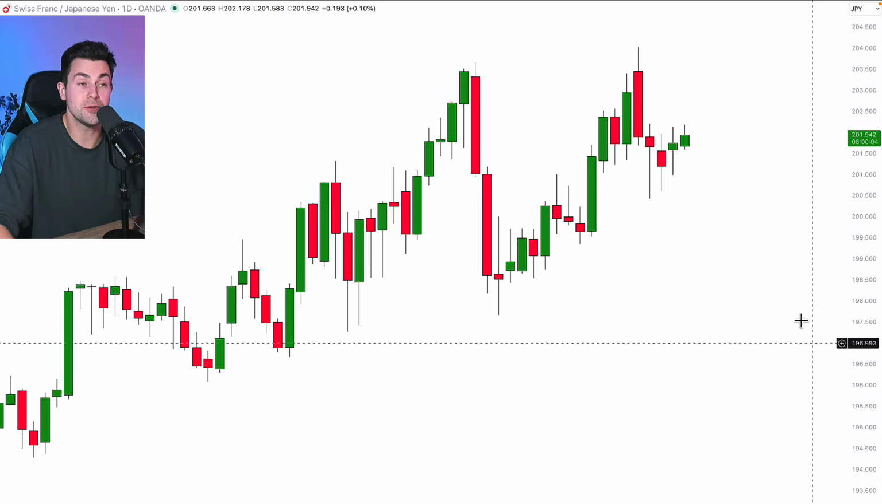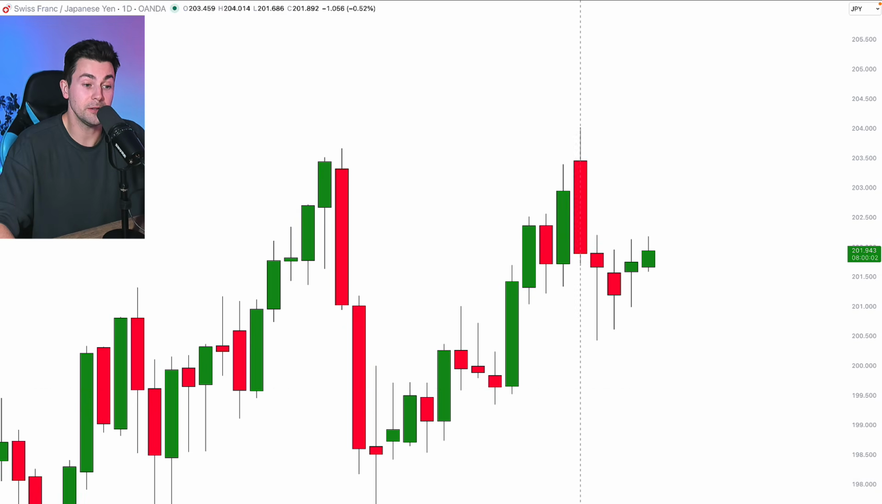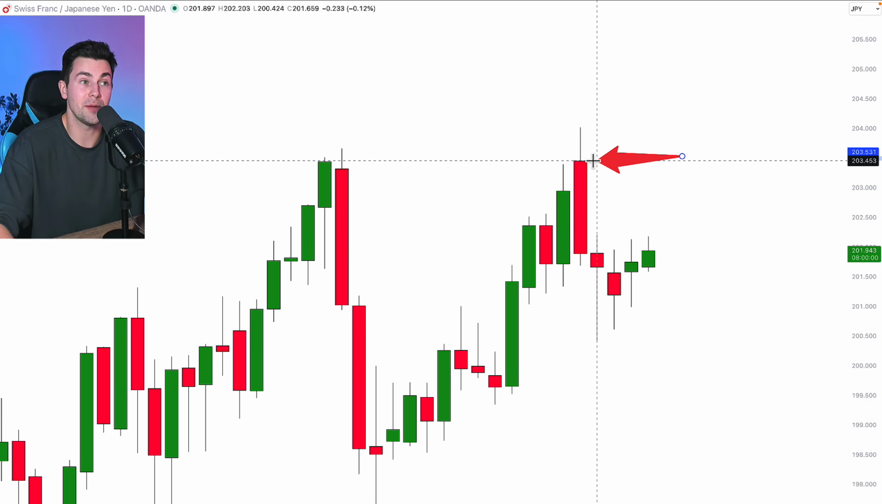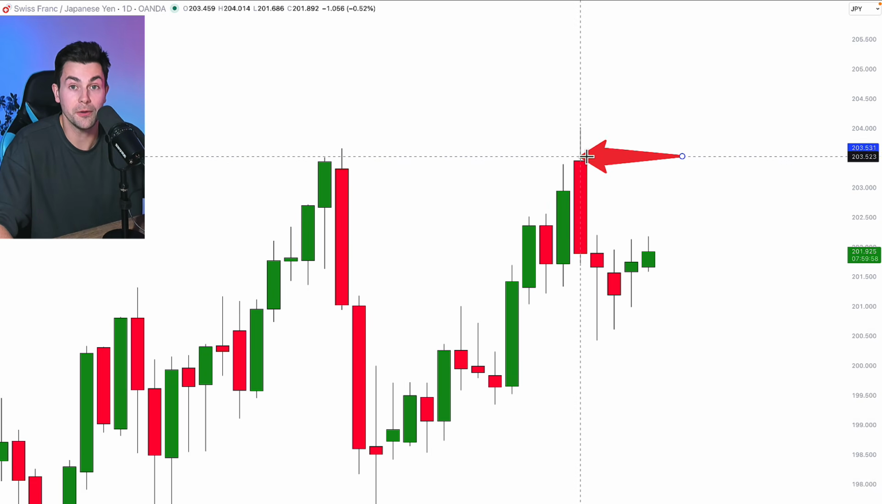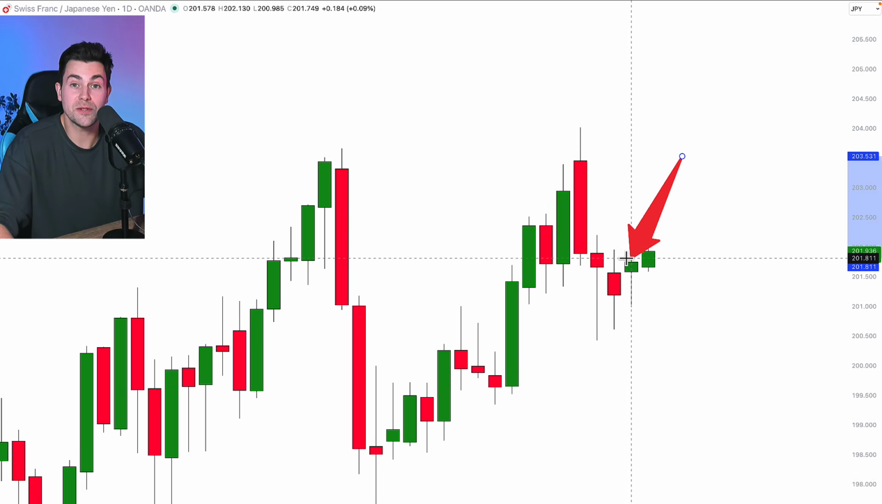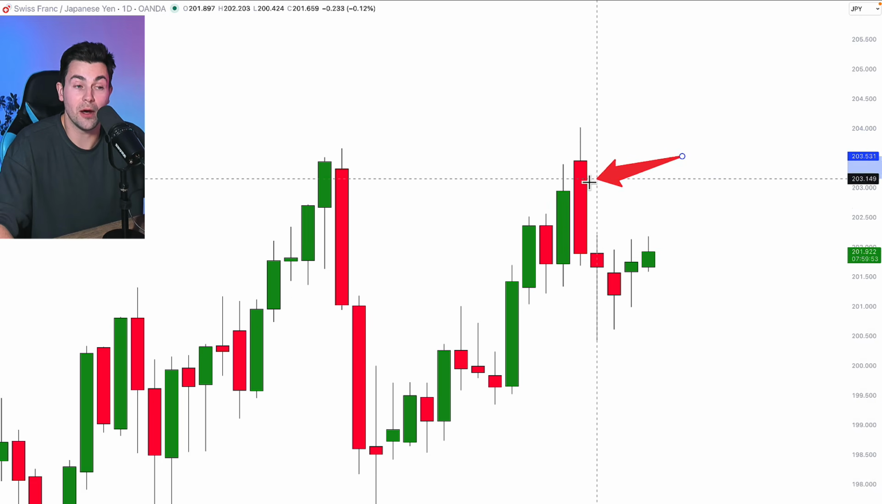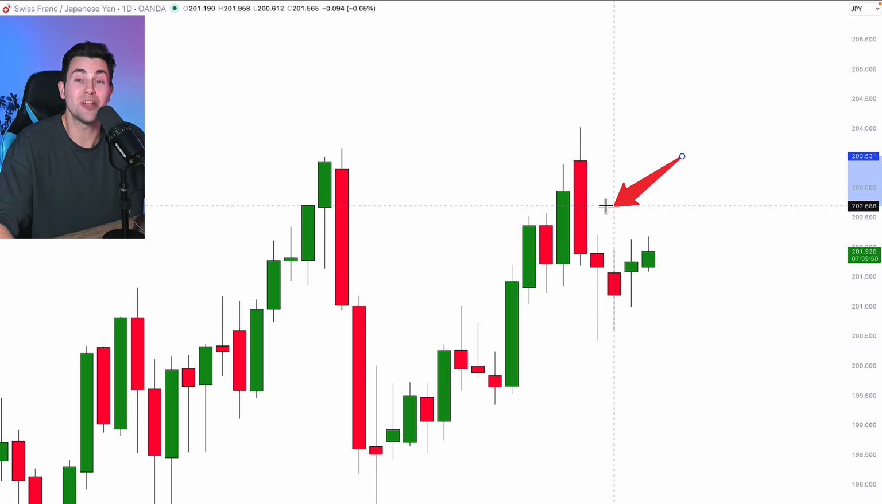Then if we zoom in on the chart, we can see that just recently the market updated the high. We got a new higher high, higher close here. And then we saw a retracement and the market started to retrace. So the second condition is met.